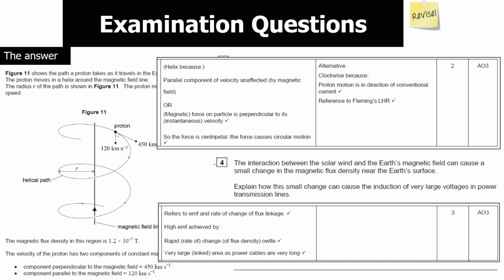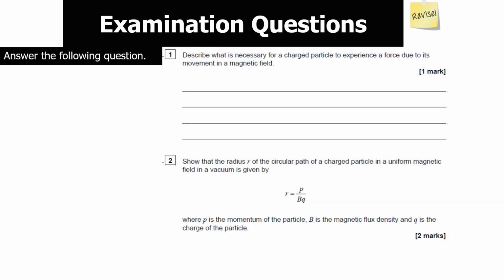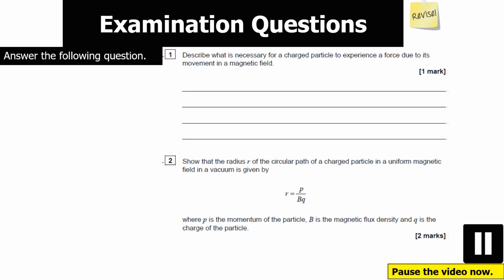The next question says, describe what is necessary for a charged particle to experience a force due to its movement in a magnetic field. Then show the radius of a circular path of a charged particle in a uniform magnetic field in a vacuum is given by the equation R equals P over BQ, where P is the momentum of the particle, B is the magnetic flux density, and Q is the charge of the particle. So pause the video now, then unpause the video when you want to go through your answer.